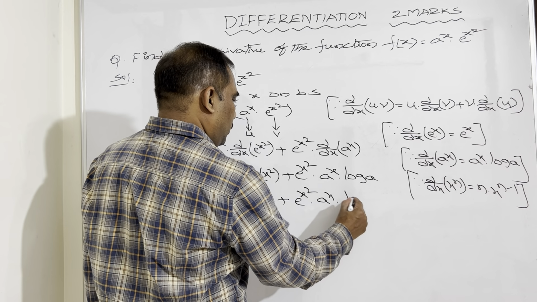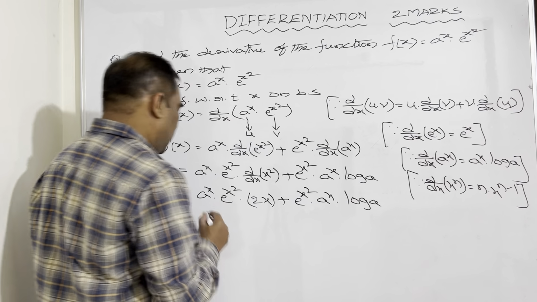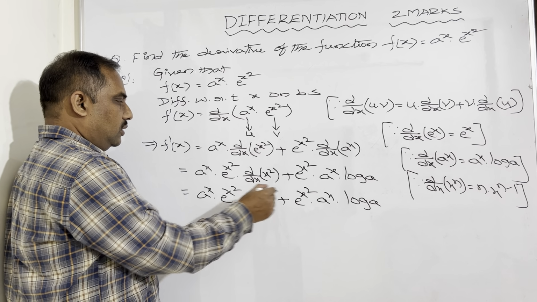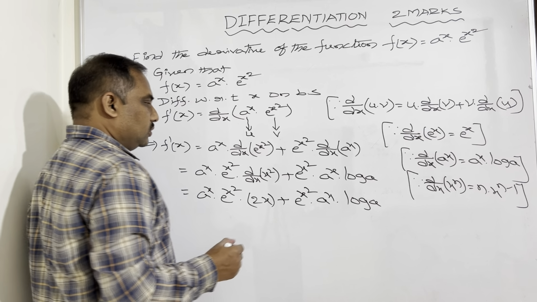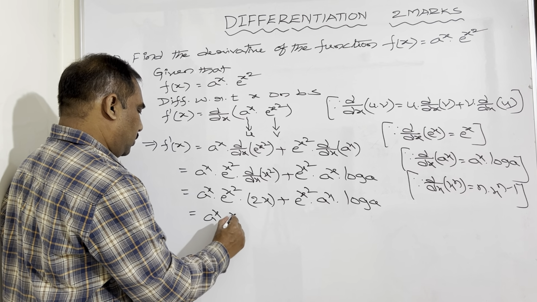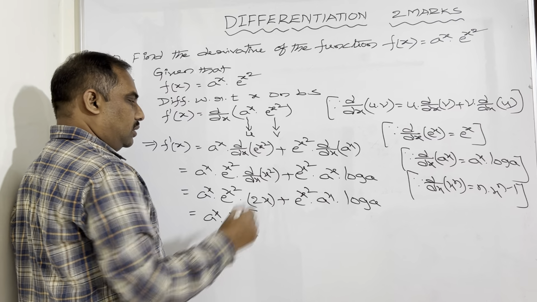See, observe here, in both the terms we have a power x into e power x square common. So that's why we can take a to the power of x into e to the power of x square common from both the terms.